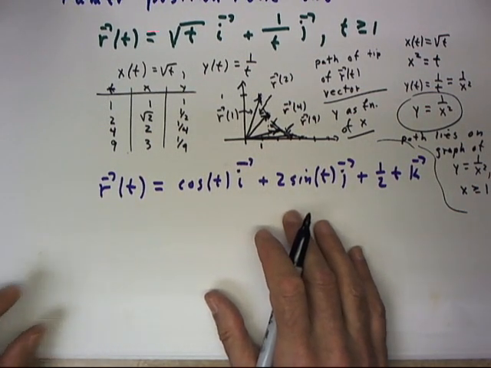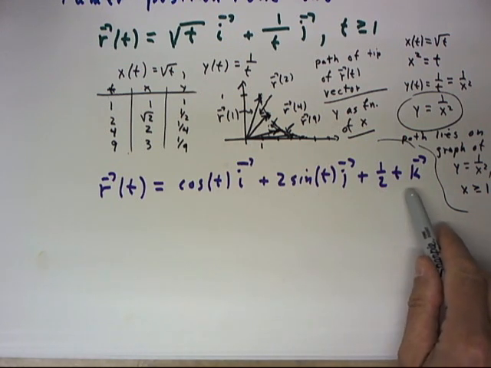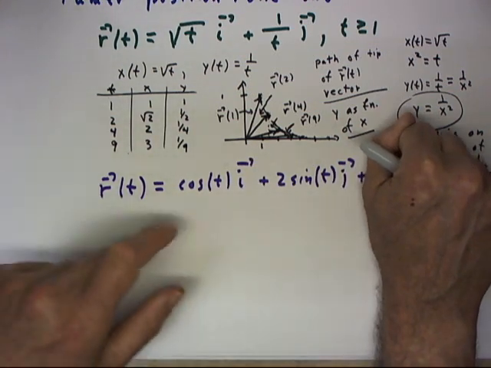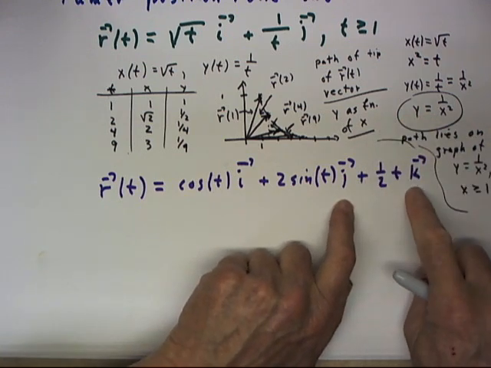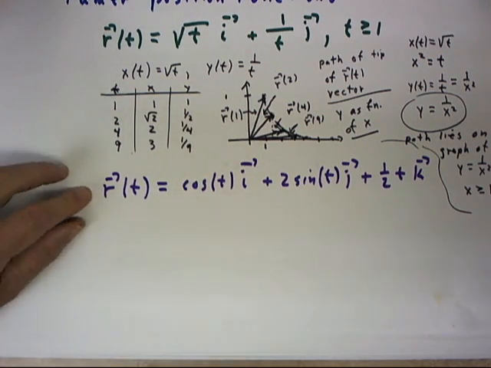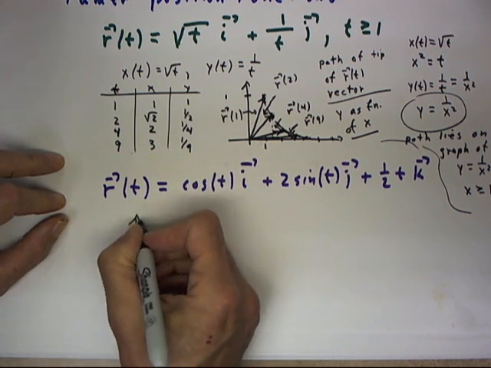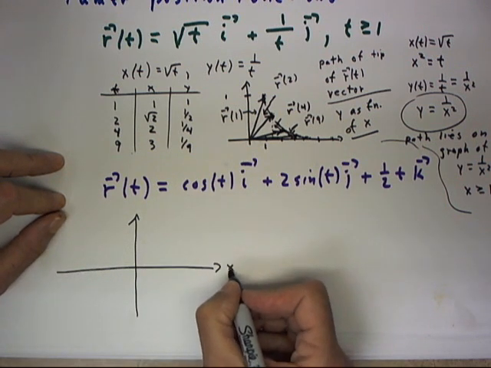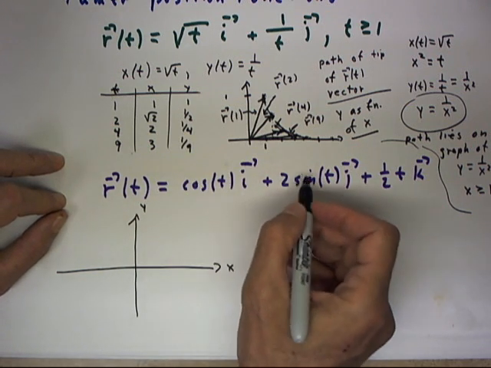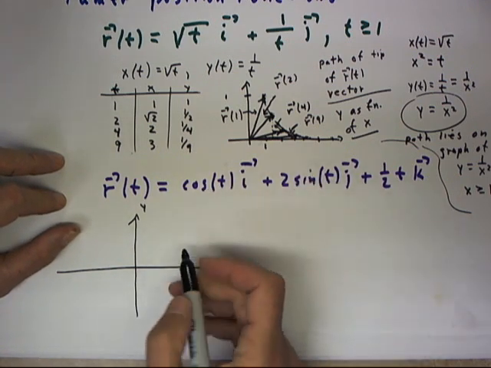Let's consider another function, r of t equals cosine t i plus 2 sine t j plus 1/2 t k. Now we're going to start by just considering the function in the xy plane. We'll worry about the addition of k in a minute. So in the xy plane, cosine of t i plus 2 sine of t j. If t equals 0, this is going to give us the point 1, 0. That would be here.